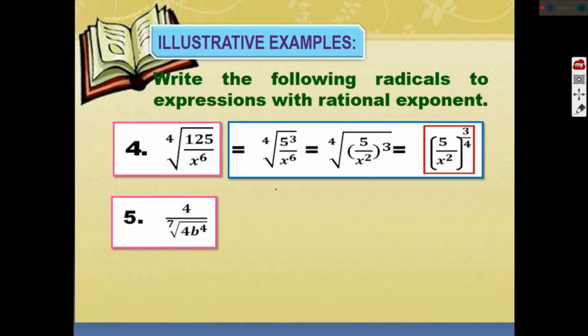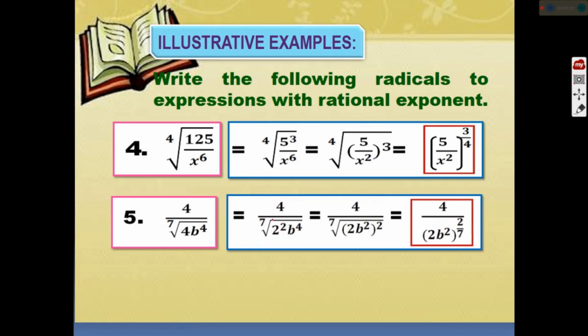Okay, next, number 5, 4 over 7th root of 4b to the 4th power. So, in here, class, yung 4 na nasa numerator ay wala sa loob ng radical sign, so hindi siya kasama sa i-raise natin in rational exponent. Ito lang pong nasa baba. So, 4 over 7th root of 2 squared b to the 4th power. So, anong ginawa natin dito sa 4? Ginawa po nating exponential form na 2 squared. So, ang exponent ngayon ay 2 at saka 4. Ang GCF ng 2 and 4 ay 2.